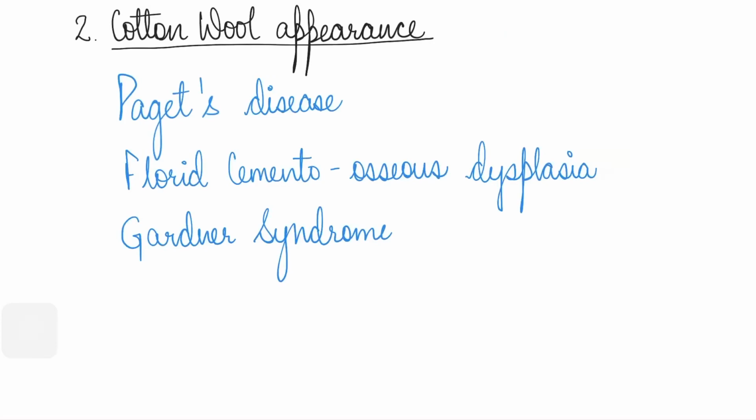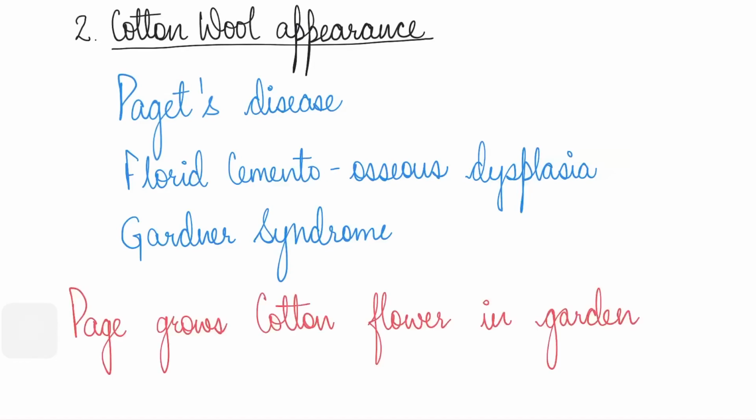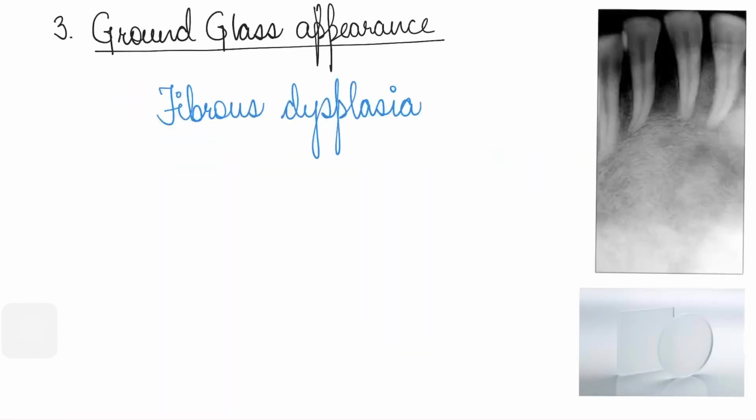So there is a key to remember all these diseases for cotton wool appearance. The mnemonic here is "Page grows cotton flowers in garden". Page is for Paget's disease. Cotton is the cotton wool appearance, flower represents the florid cemento-osseous dysplasia, and garden is Gardner's syndrome. If you remember this line, you will remember that cotton wool appearance is present in Paget's disease, florid cemento-osseous dysplasia, and Gardner's syndrome.